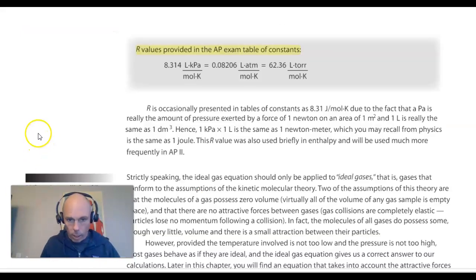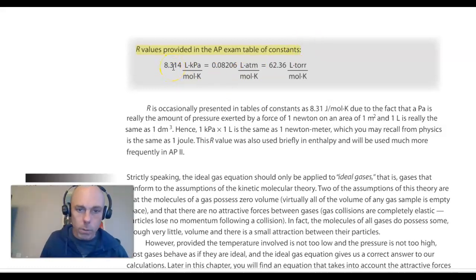So we're now on page 477 of our ebook, looking at this section here titled R values provided in the AP exam table of constants, which again I'll be showing you shortly. The ideal gas law constant is the proportionality constant that exists between the pressure, the volume, the temperature, and moles of gas. And it doesn't change. Under different temperatures, different pressures, different volumes, the ideal gas law constant stays the same. There are three common options we can use for R. The first one is 8.314. That's liters times kilopascals over moles times Kelvin.